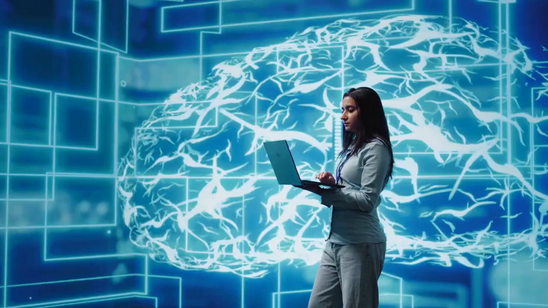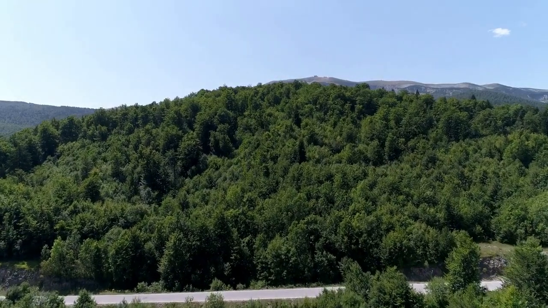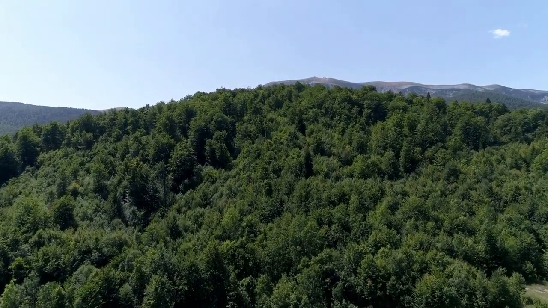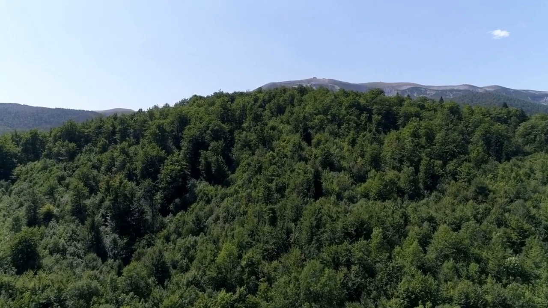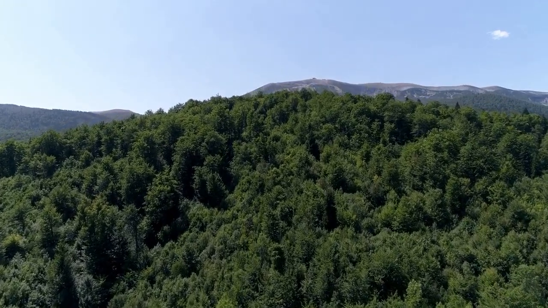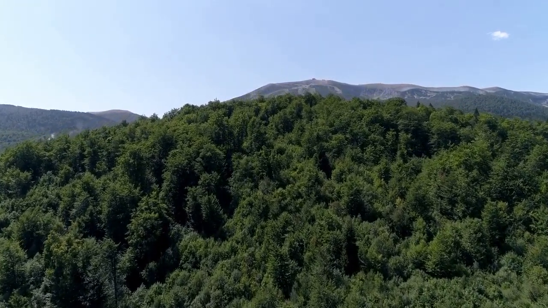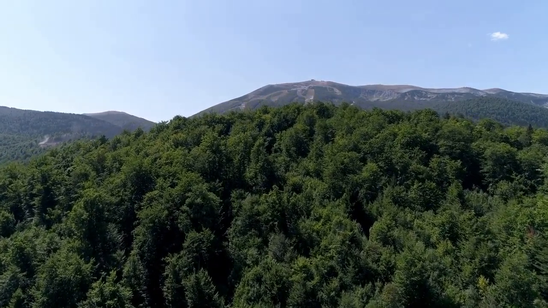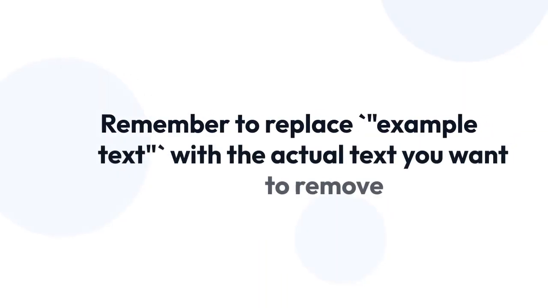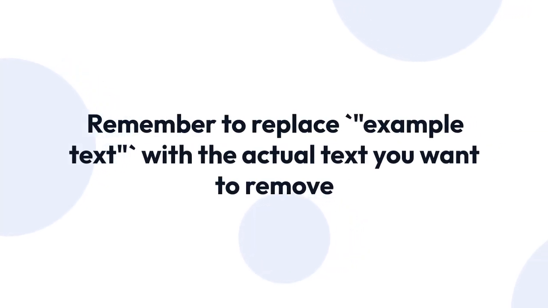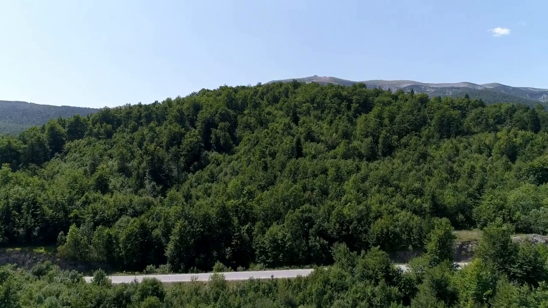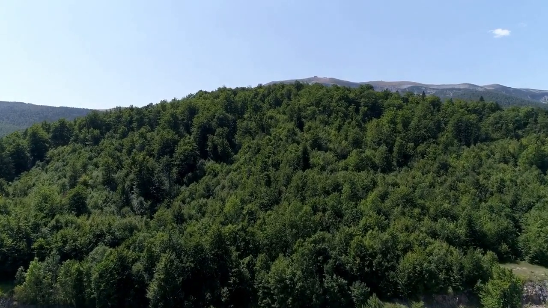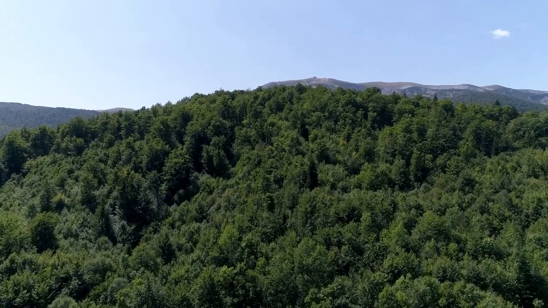Basic example: with open('input.txt', 'r') as in_file, open('output.txt', 'w') as out_file: for line in in_file: modified_line = line.replace('example text', ''); out_file.write(modified_line). Remember to replace example text with the actual text you want to remove and adjust file names as needed. This Python script replaces all occurrences of the target text on each line.